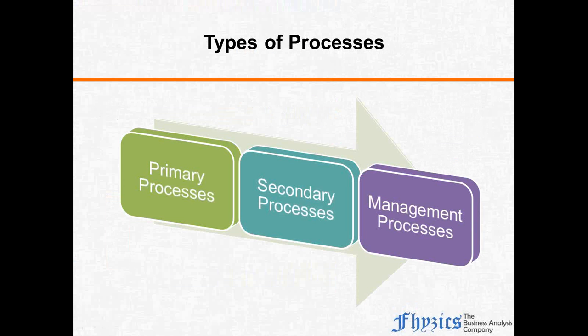Okay, now we discussed that we have three process types, right? Primary processes, secondary processes, management processes. Let us have a minute of discussion on this. What are primary processes? Primary processes are the ones your organization is in existence for.